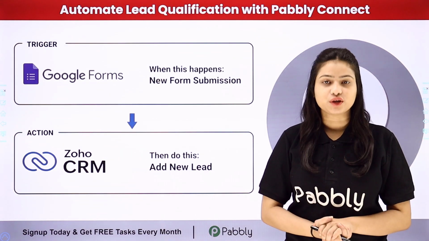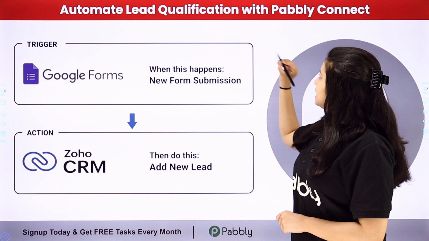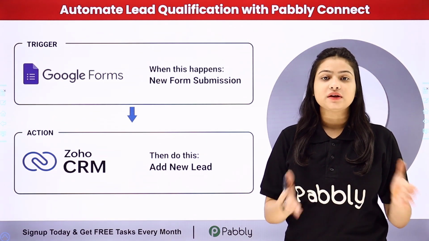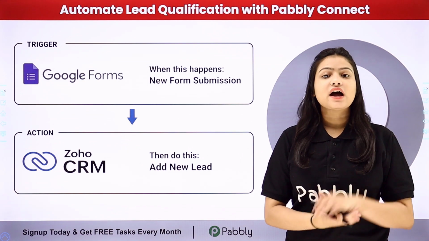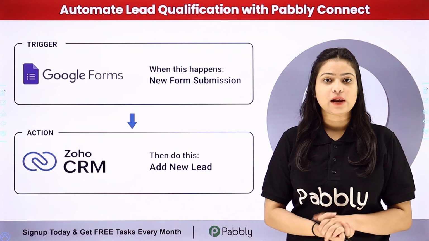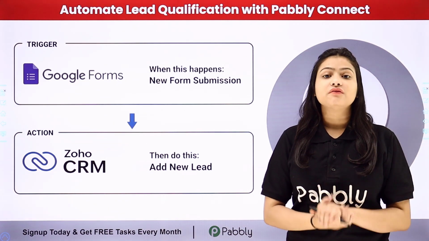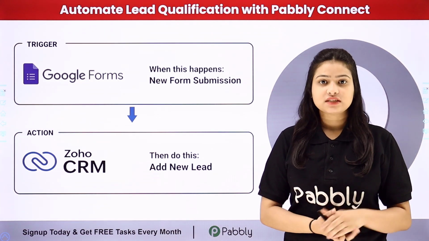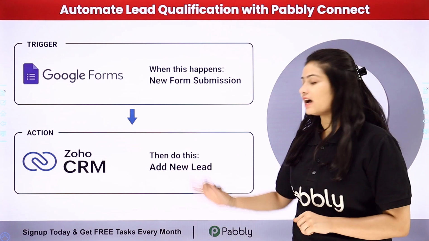In this video, we are going to learn how to automate lead qualification with Pabbly Connect. So I want to qualify my leads on the basis of some criteria. Therefore, I have created a lead scoring form with the help of Google Forms. Now I want that whenever a lead submits that form, automatically after some qualifications, that lead should be added in my Zoho CRM account.